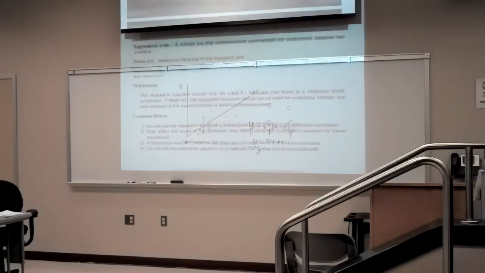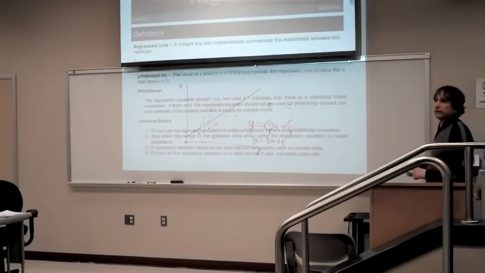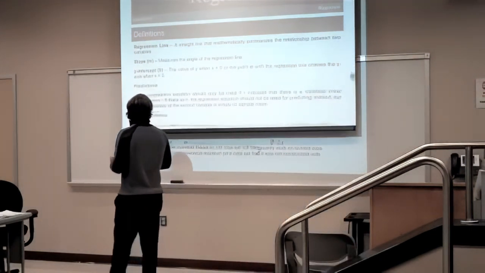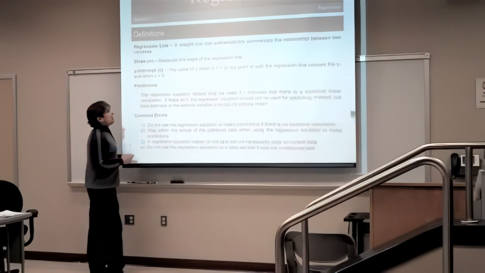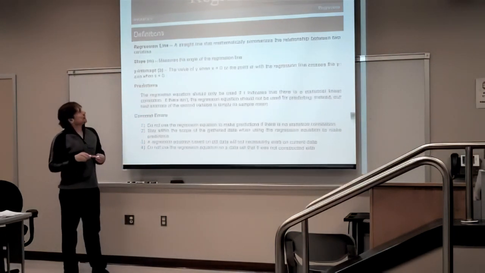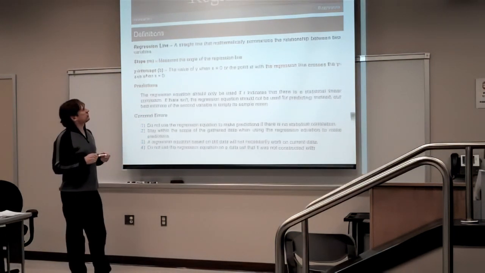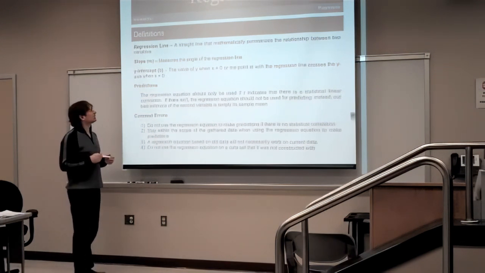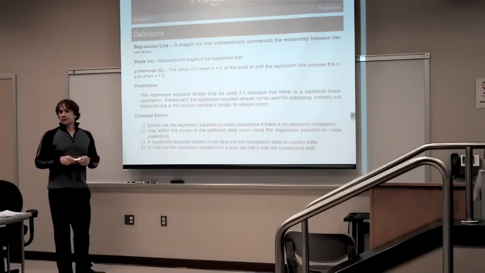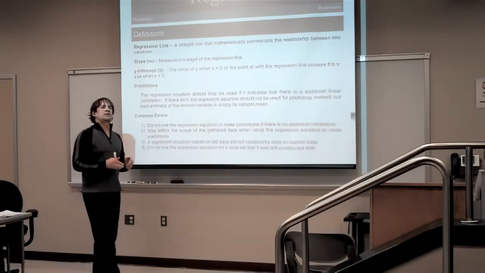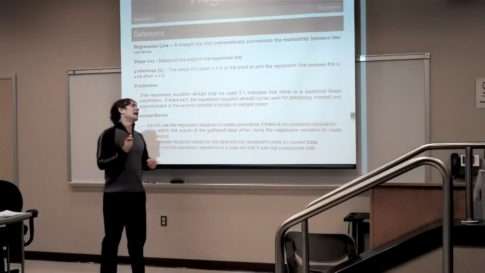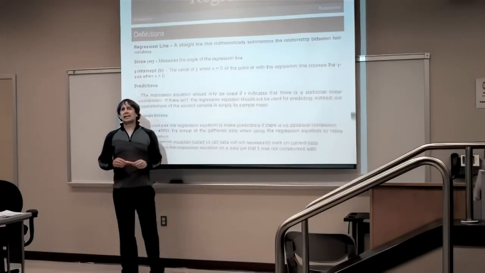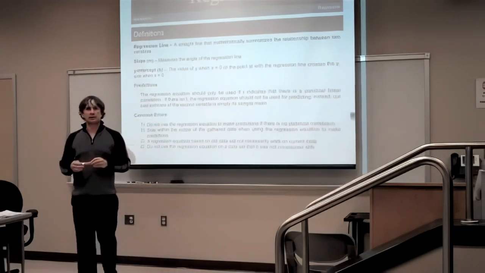Okay, so I just went over most of what's on here, but let's read through it again anyway. So m is the slope that measures the angle of the regression line. The y-intercept, which is b, is the value of y when x equals 0, or the point at which the regression line crosses the y-axis. So, as I said, the main function of regression is to make predictions. However, the regression equation should only be used if there is a statistical correlation.